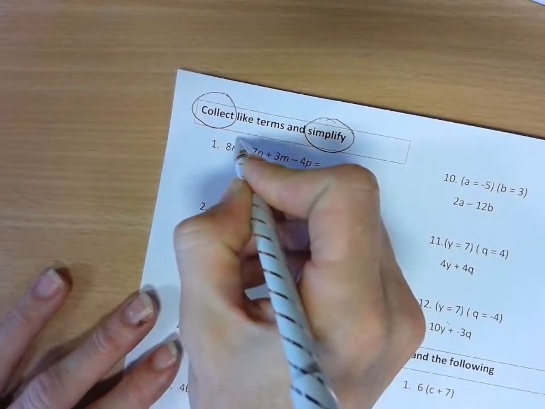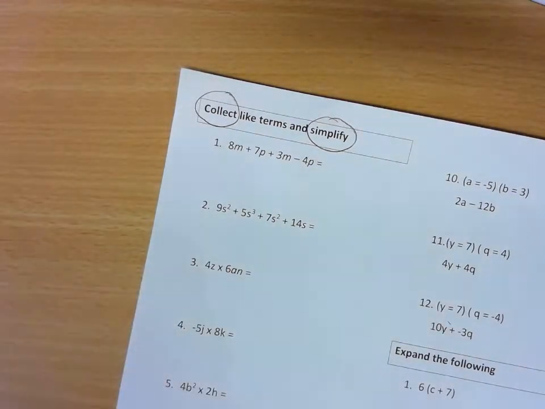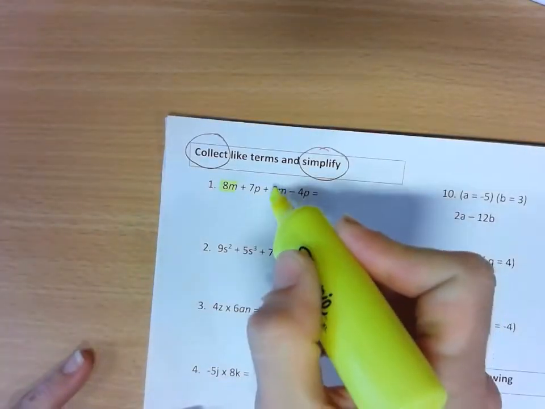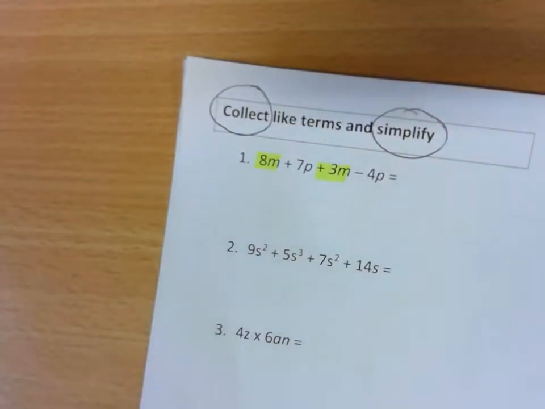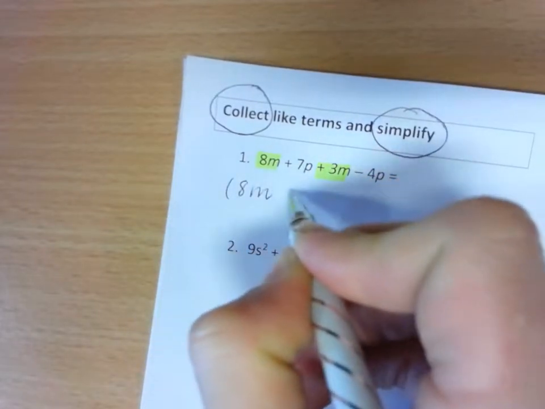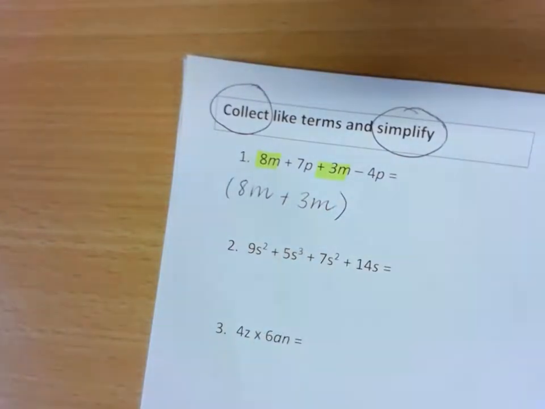So in this first question, you would group the 8 m's with the 3 m's and also collect the plus to the left. So your first collection is 8m plus 3m.